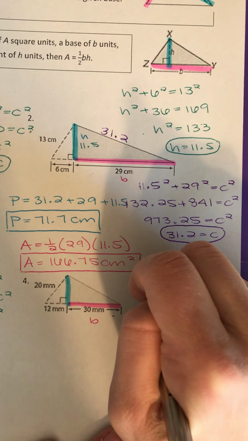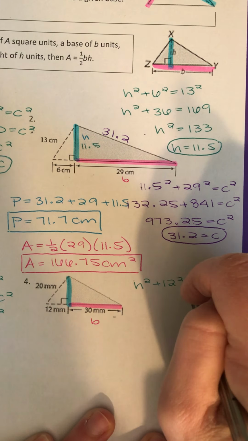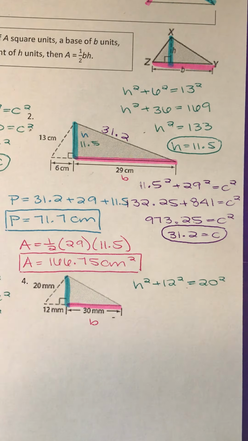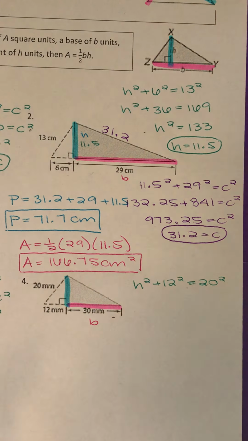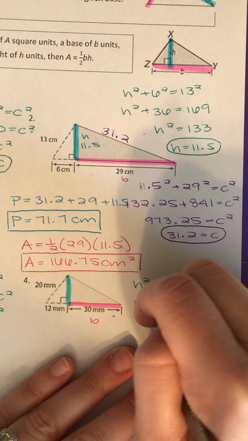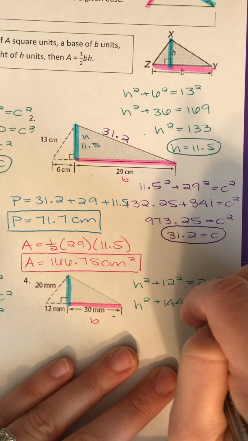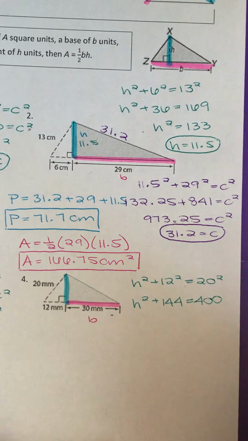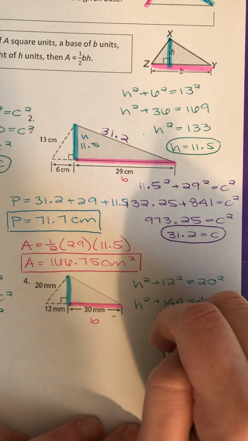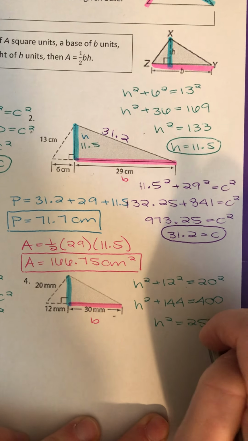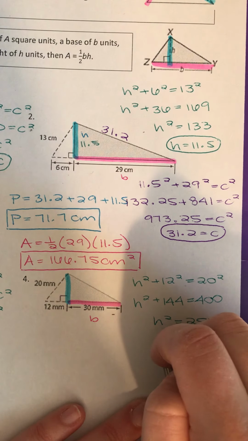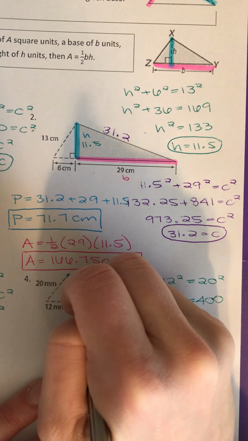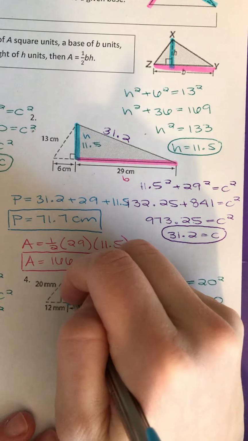we're going to do h squared plus 12 squared equals 20 squared. 12 squared is 144. 20 squared is 400. We're going to subtract that 144 over here. We get 256, and the square root of that is 16. So 16 is my height.